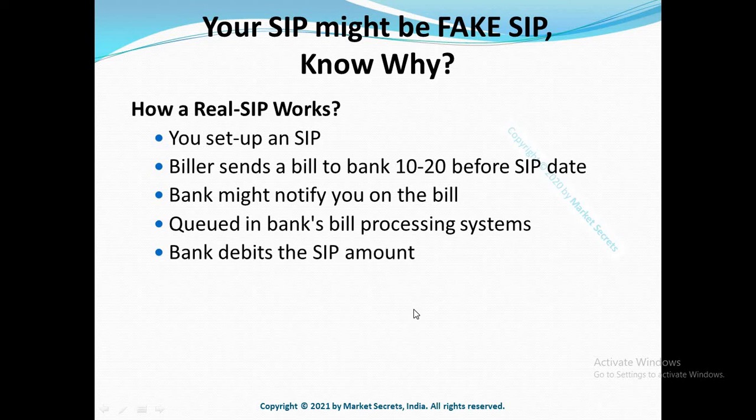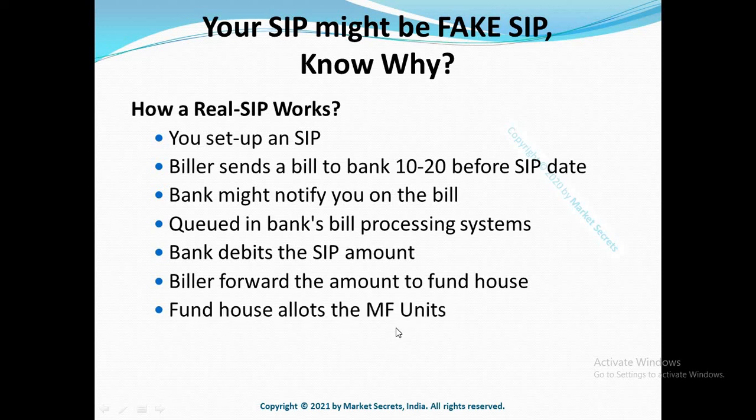Processing of the bill means the bank would debit this SIP amount, present the bill, and send the amount to the biller. The biller would forward that amount to the fund house or its RTA along with the details of your SIP purchase, that is your personal details, folio number, fund name, and amount of SIP. Once the fund house gets the money and order details, mutual funds will be allotted to you. So this is what happens in a typical SIP setup.